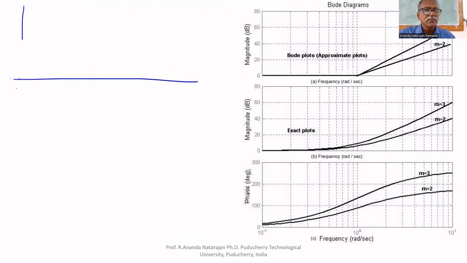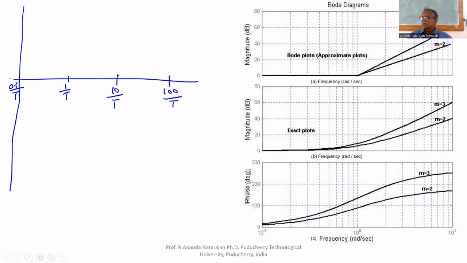This is 0.1 by tau. This is 1 by tau. This is 10 by tau. This is 100 by tau. Suppose tau equal to 1, you will get the conventional scale. Depending upon the tau value, you will get the scale like this. What is the distance between these two? 1 decade. What is the distance here? 10 times. Therefore, this is also 1 decade.